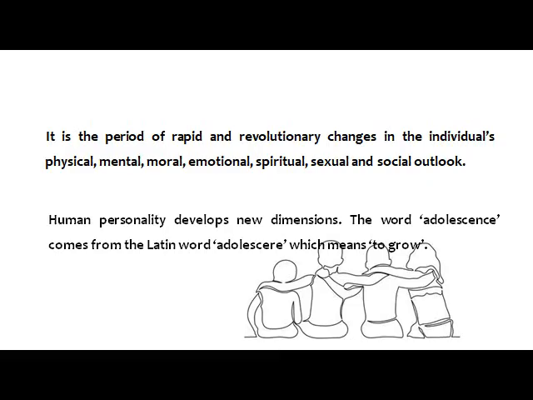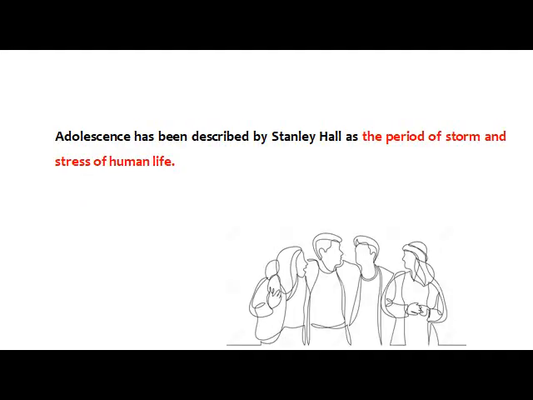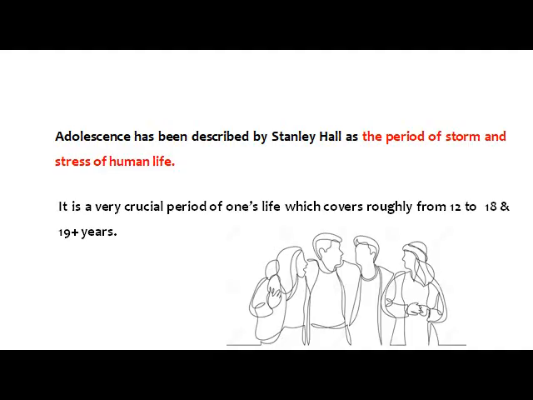The word adolescence comes from the Latin word adolescere, which means to grow. So the essence of the word adolescence is growth, and it is in this sense that adolescence represents a period of intensive growth and change in nearly all aspects of a child's physical, mental, social and emotional life. Adolescence has been described by Stanley Hall as the period of storm and stress of human life. It is a very crucial period of one's life which covers roughly from 12 to 18 and 19 plus years.